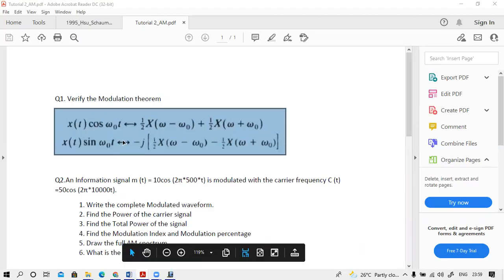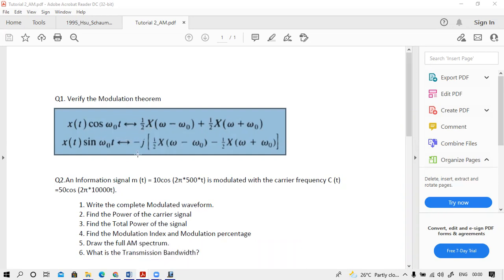Okay, this is our first question. So here we are given two Fourier transform pairs. You can see it. And we have to prove these two identities. And these transform pairs are called the modulation theorem.